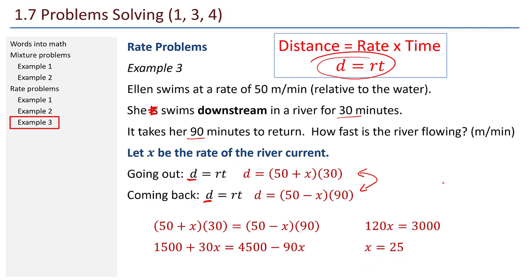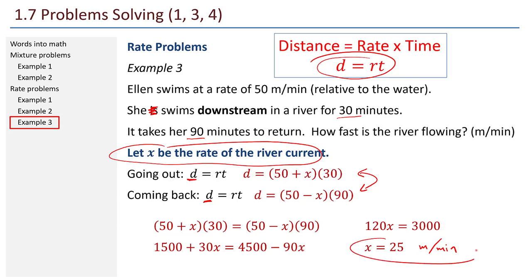Now what are the units on that? Oh yeah, x is the rate of the current. So that is meters per minute. And there we go. We've solved our last rate problem. So 1.7, problem solving. You think about how you take words and put them into mathematics and the mathematics that it takes to solve those things. Distance equals rate times time is used again and again and again. And we will see some more of these problems in class. Good luck.